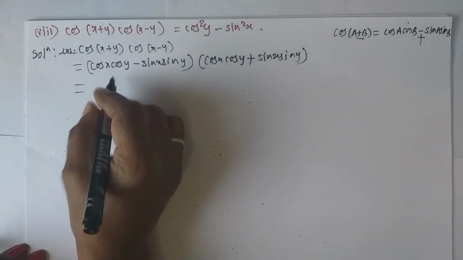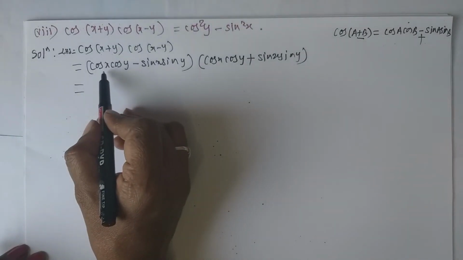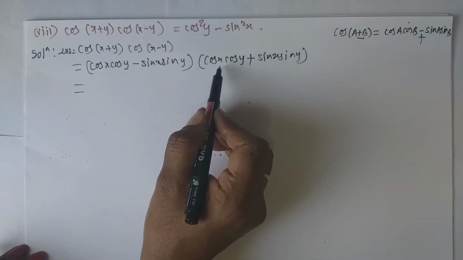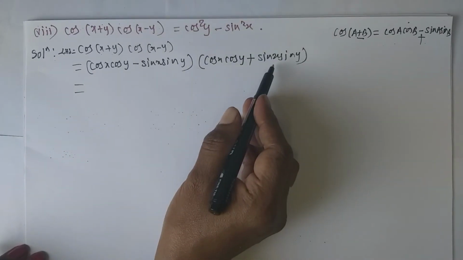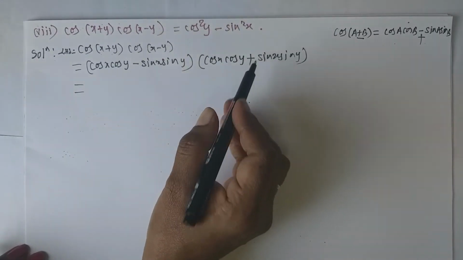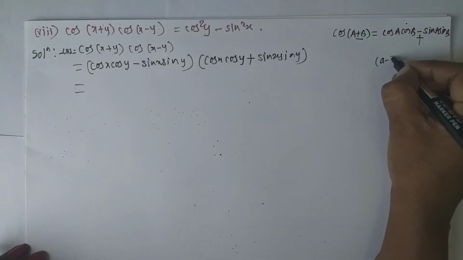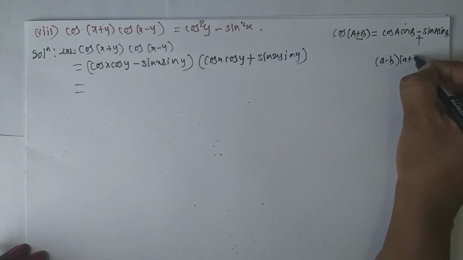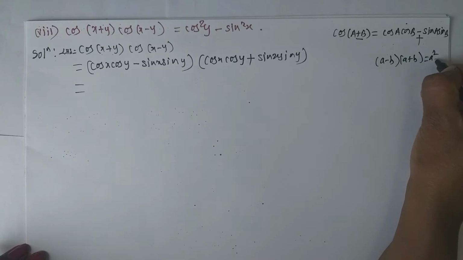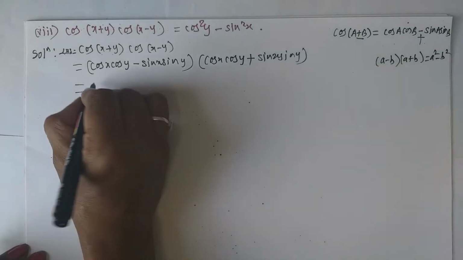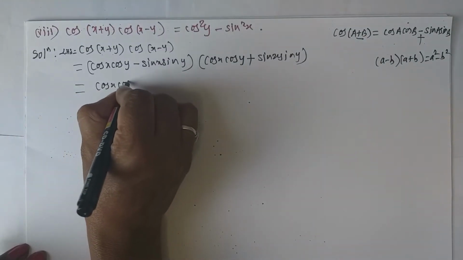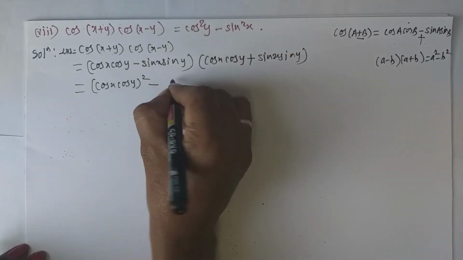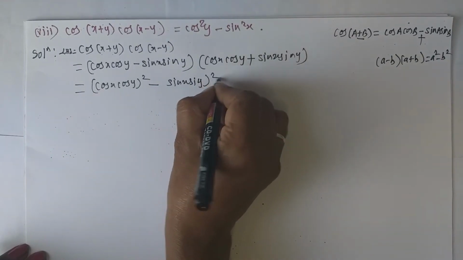And what is this? See both the terms. First term is cos x cos y, cos x cos y. Second term is sin x sin y, sin x sin y. Here is minus and here is plus. Means there are numbers like this, a minus b, a plus b. Then this can be written as a square minus b square. Therefore this is nothing but (cos x cos y) square minus (sin x sin y) square.